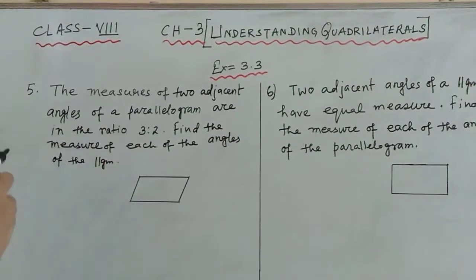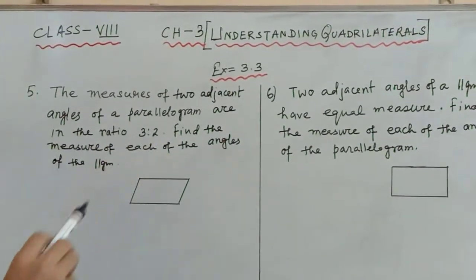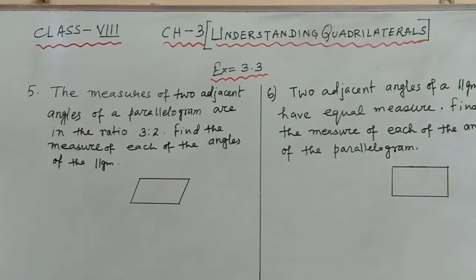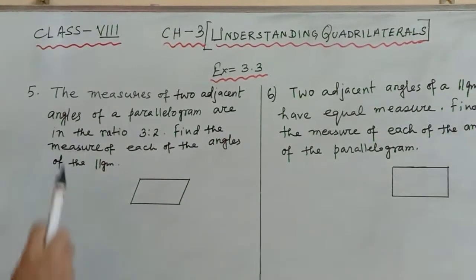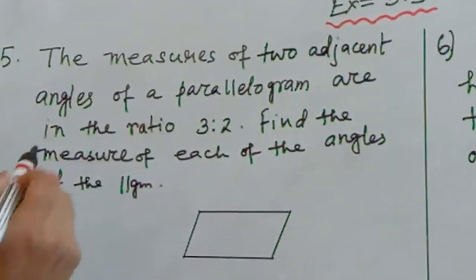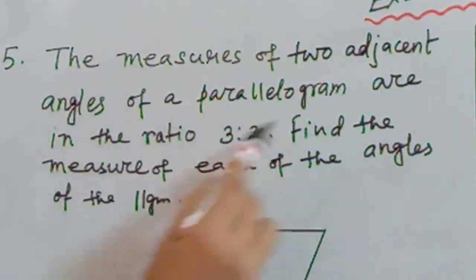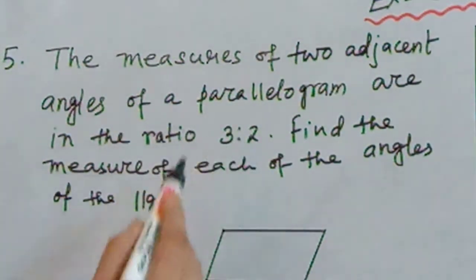Today we will do only question number 5 and 6 from exercise 3.3, chapter 3, Understanding Quadrilaterals. Now in question number 5, the measures of two adjacent angles of a parallelogram are in the ratio 3:2.